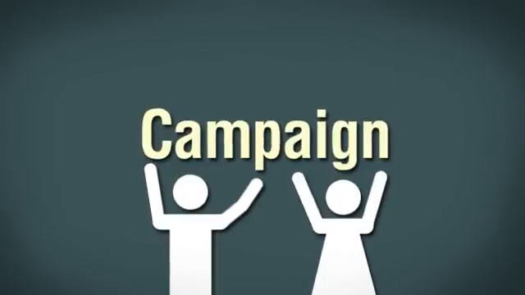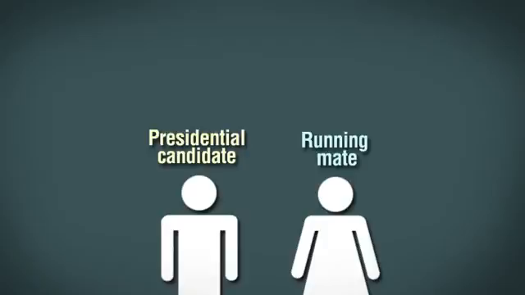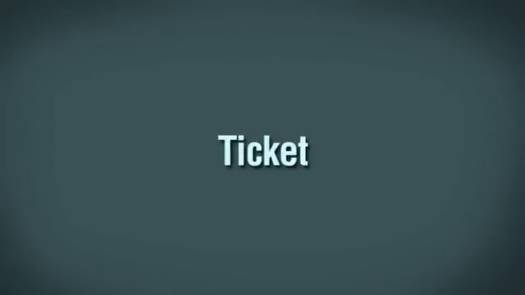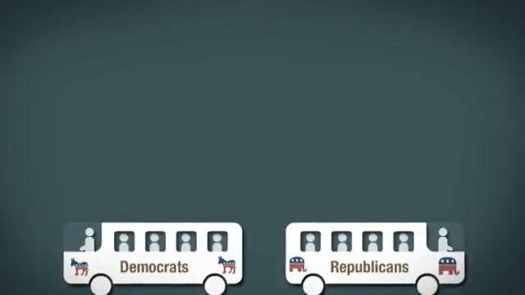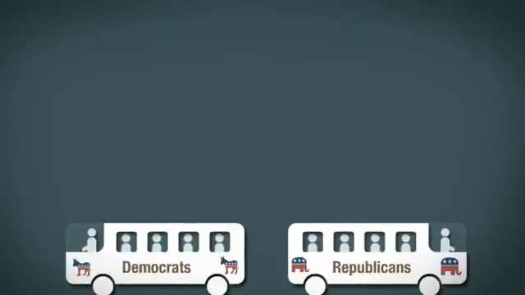The winning candidate then chooses their vice presidential candidate, also known as their running mate, to help support the campaign. Presidential candidates usually choose someone with different areas of skill or knowledge, so they present voters with the best package. Together, they're known as a ticket. Presidential candidates from both parties then start out on massive election campaigns to gain as much voter support as possible.